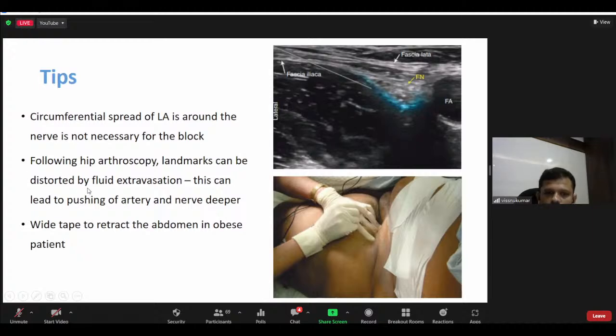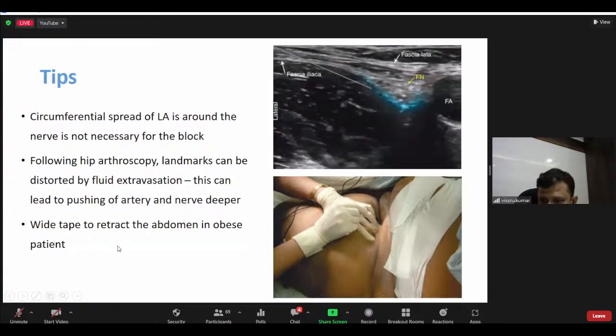And one more thing, initially we will be using femoral nerve block for hip surgeries. But if you are planning to do a femoral nerve block post-operatively, then after surgery there will be a lot of fluid extravasation due to tissue damage. And this can lead to pushing of the artery, vein and nerve deeper.